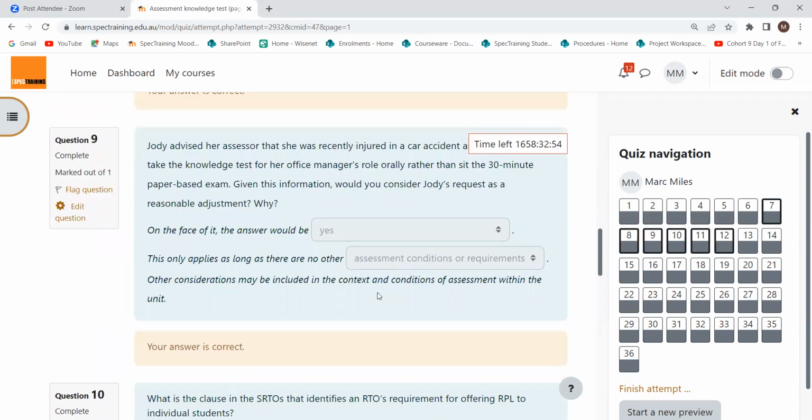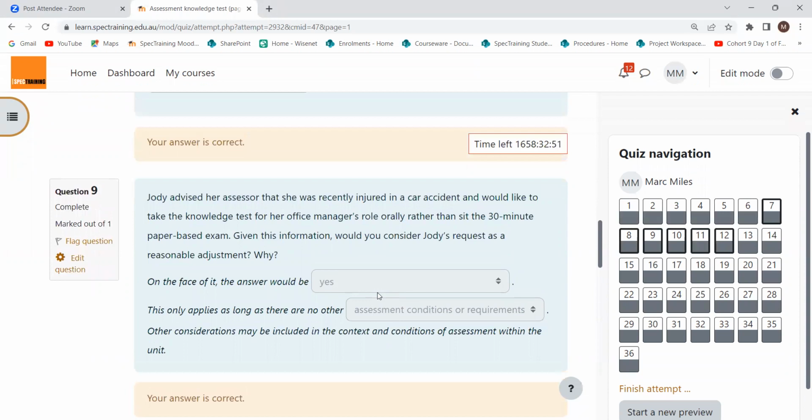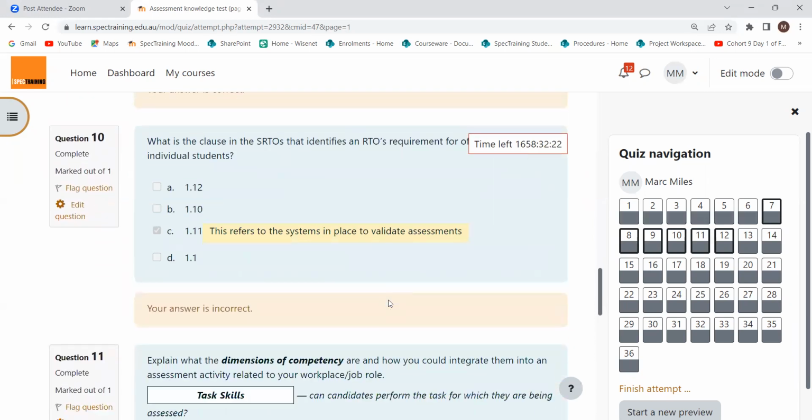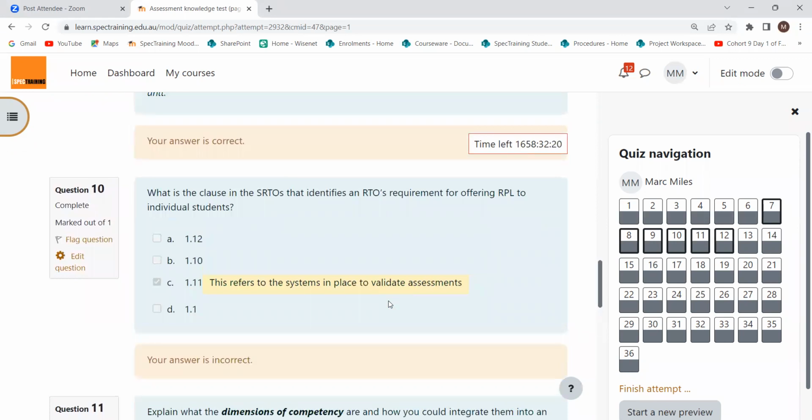Question 9 says Jody advised the assessor that she was recently injured in a car accident, would like to take the knowledge test for her office manager role orally rather than sit the 30-minute paper-based assessment. Given this information, would you consider Jody's request as a reasonable adjustment? Why? On the face of it, the answer will be yes. The answer applies as long as there are no other assessment conditions or requirements. Other conditions may include in the context and conditions of assessment within the unit. All right, absolutely.